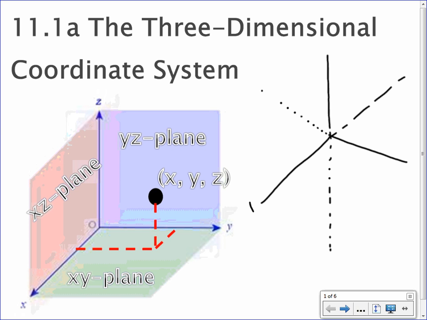This is the x-axis. This is the y-axis. And this is the z-axis. So we have three planes that are breaking up this three space for us to plot coordinates. So we have our xy plane that we can think of as like the floor, and then we have the z-axis coming out of it. We have three planes: the xy plane, the yz plane, and the xz plane.